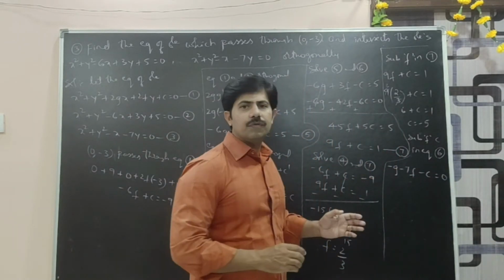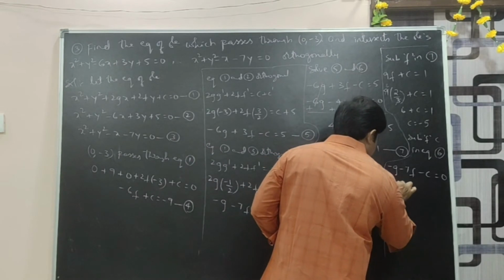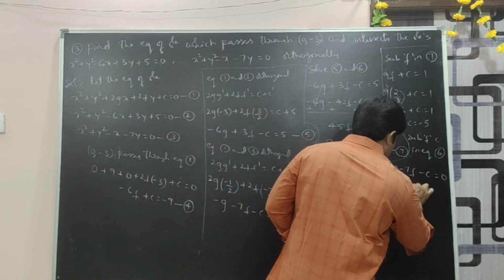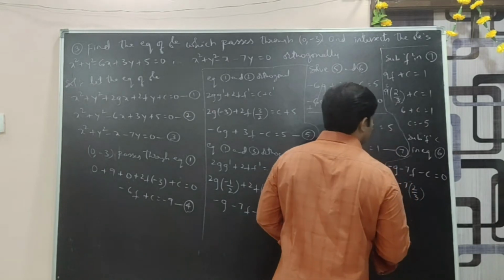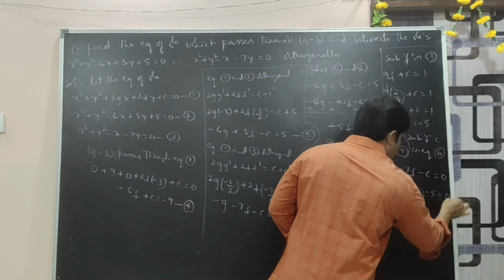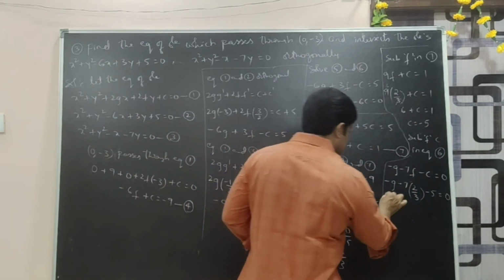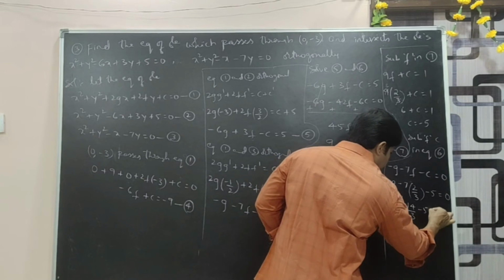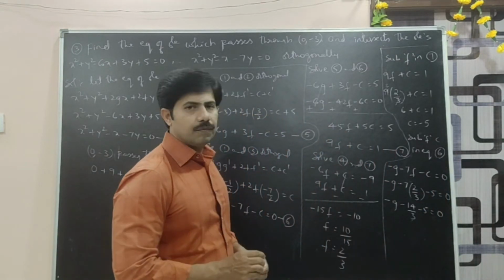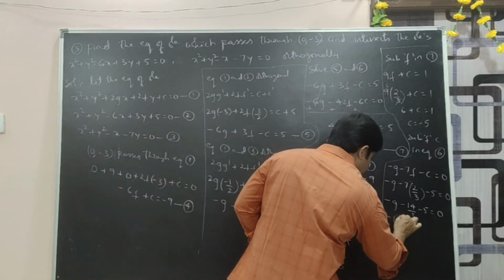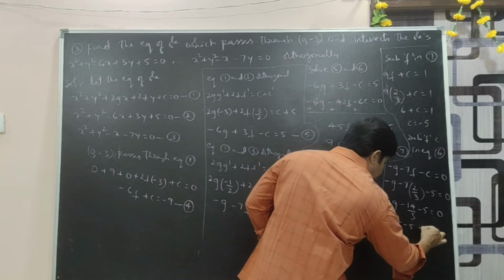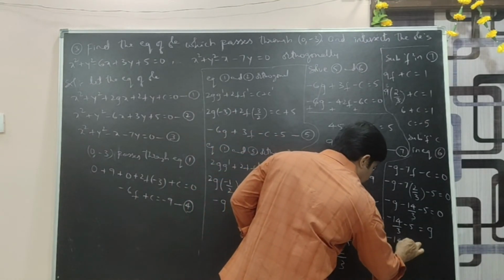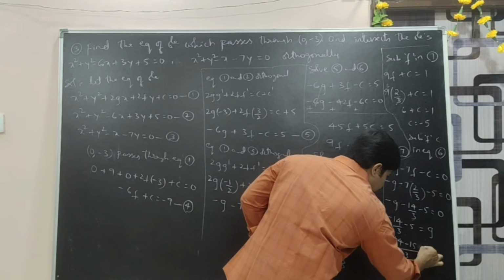Right. Now we are going to find g value. So minus g as it is, minus 7 into f value. So f value is 2 by 3. And c value is minus 5, is equal to 0. Now we'll calculate this, minus g, right? Minus 14 by 3 minus 5 is equal to 0. So we'll find out g. That is minus 14 by 3 minus 5 is equal to g. Now we'll take LCM. That is minus 14 minus 15 by 3 is equal to g.